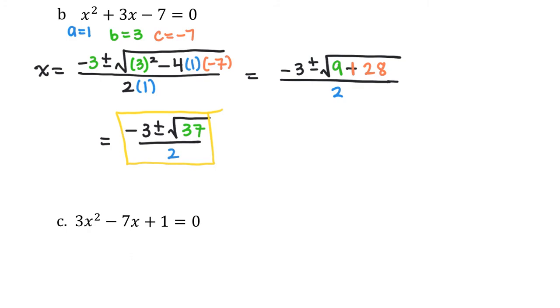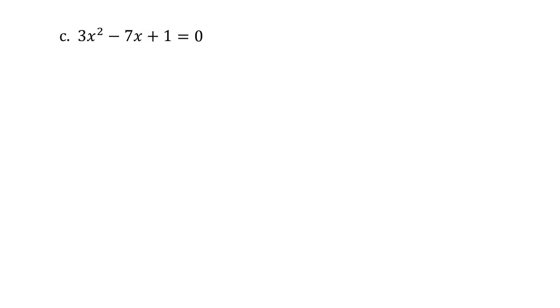Okay, let's try one more, and I'm just trying to move the negative sign to different places on the a, b, c. First check that it's in standard form. Highest degree to lowest, does equal 0. So let me go ahead and identify a, b, and c. a is 3. It's -7x, so b is -7. And then c is +1. So I'm going to go ahead and plug into my equation. Since I'm solving for x, this is going to be x equals.